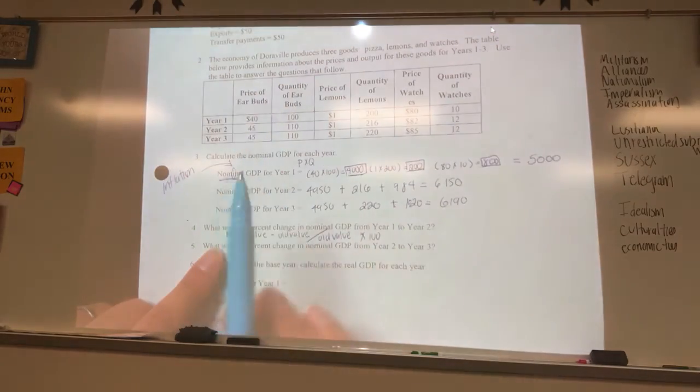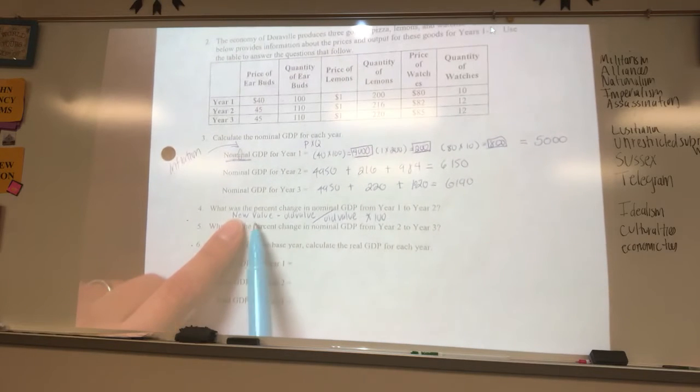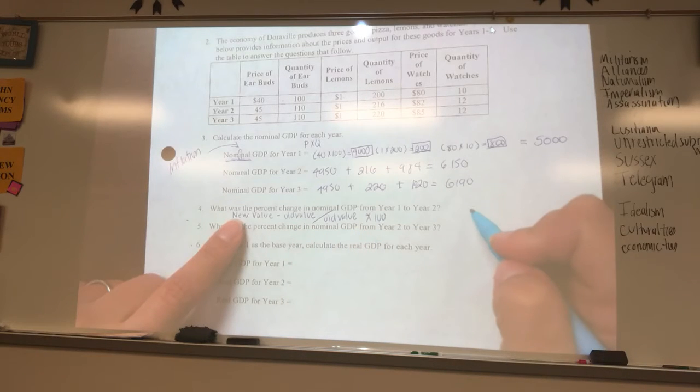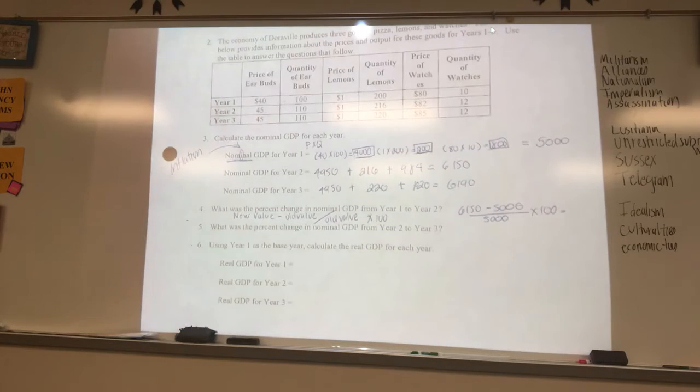But when I calculate percent change, this one asks me, what is the percent change in nominal GDP from year one to year two? To do that, the equation is I take the new value minus the old value over the old value times 100. So what's the new value of year two? 6,150. Minus what? What's the old value? 5,000. All over 5,000. Okay, so let's try this one together and see what we get.